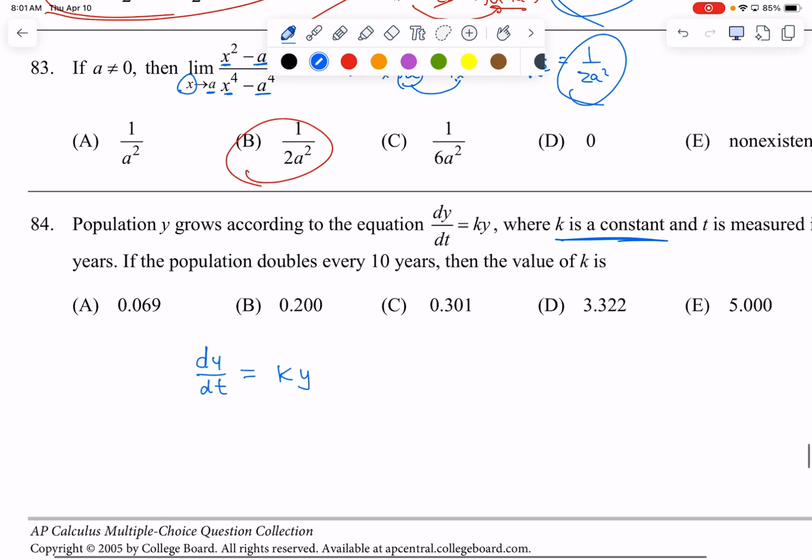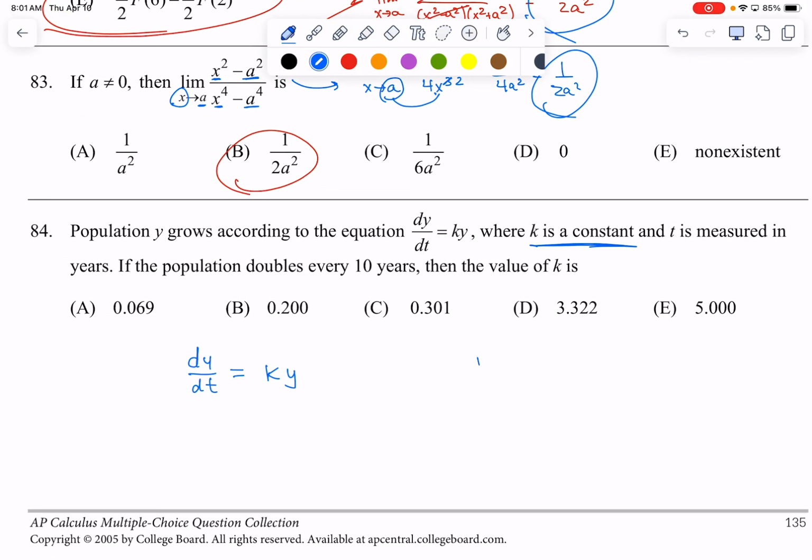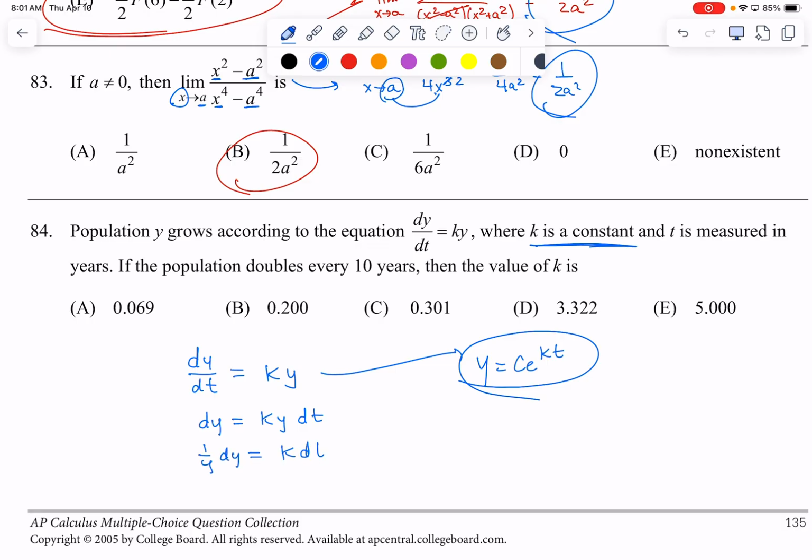Now here's what: it would save you time if you already knew that y is going to equal Ce to the kt. That's what we're going to get here in a second. If you have this memorized, you won't have to do this work. But you multiply both sides by dt, you get dy is equal to ky dt. Then you divide by y and you get 1 over y dy is equal to k dt. You might as well leave the k with the dt. Then you take the integral of both sides. What's the integral of 1 over y? We did this the other day. What's the integral of 1 over y?